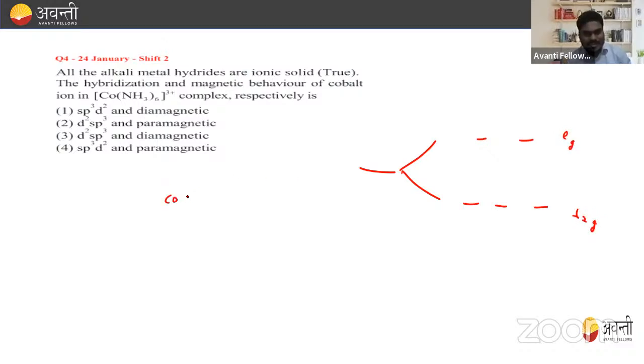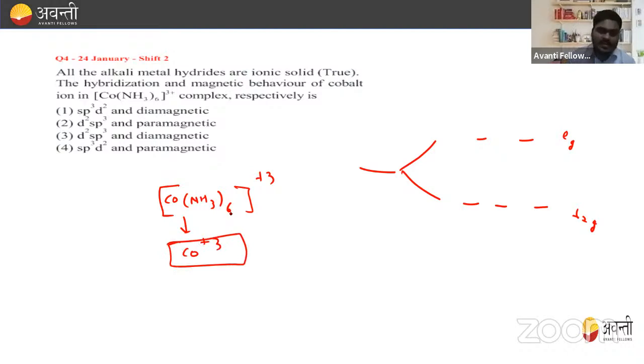So we know that NH3 gives 6 ligands, and the complex has a +3 charge. So what is the oxidation state of cobalt here, beta? Cobalt has a +3 oxidation state. How? Because NH3 has 0 charge, so the total charge on the complex is +3. We already stated that in +2, it has 3d7, and in +3, it has 3d6.